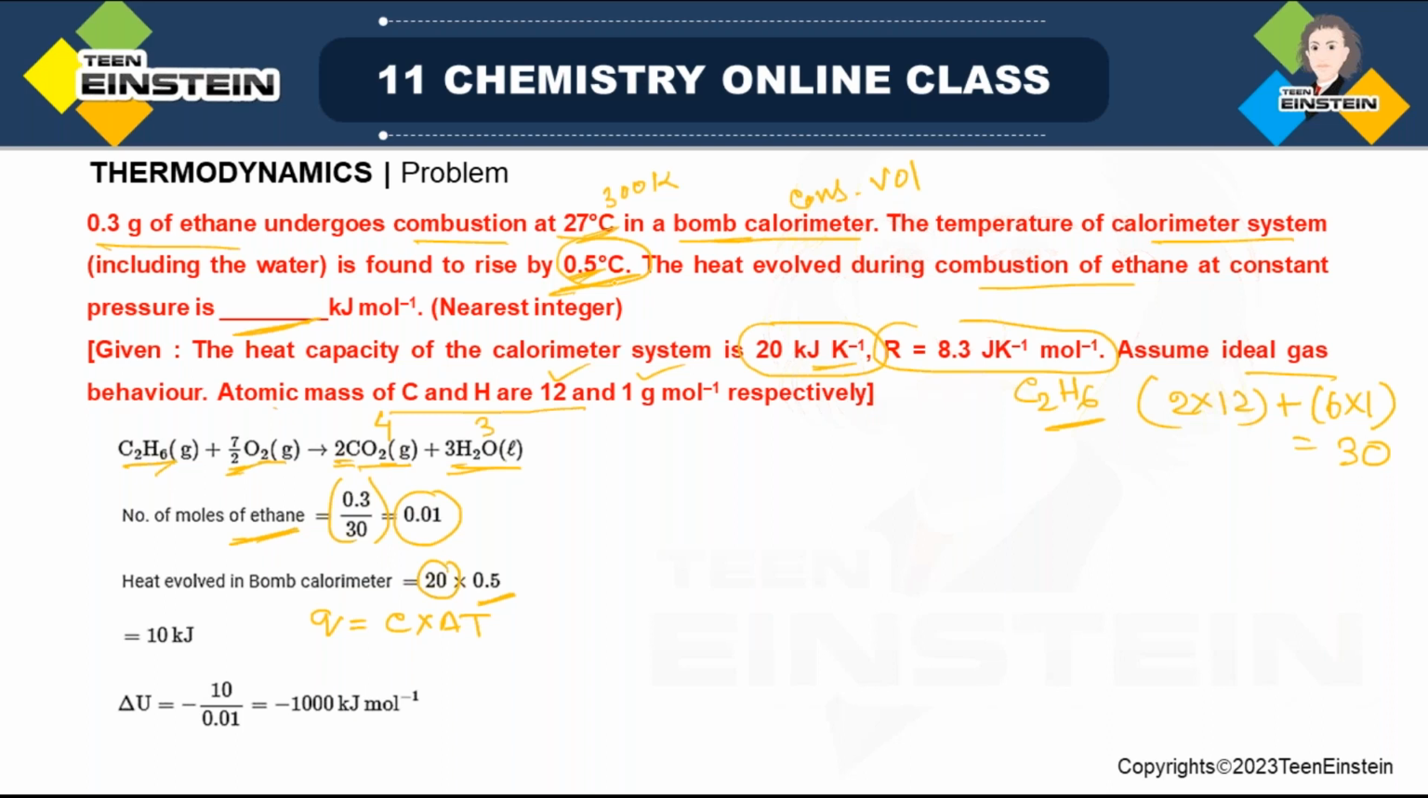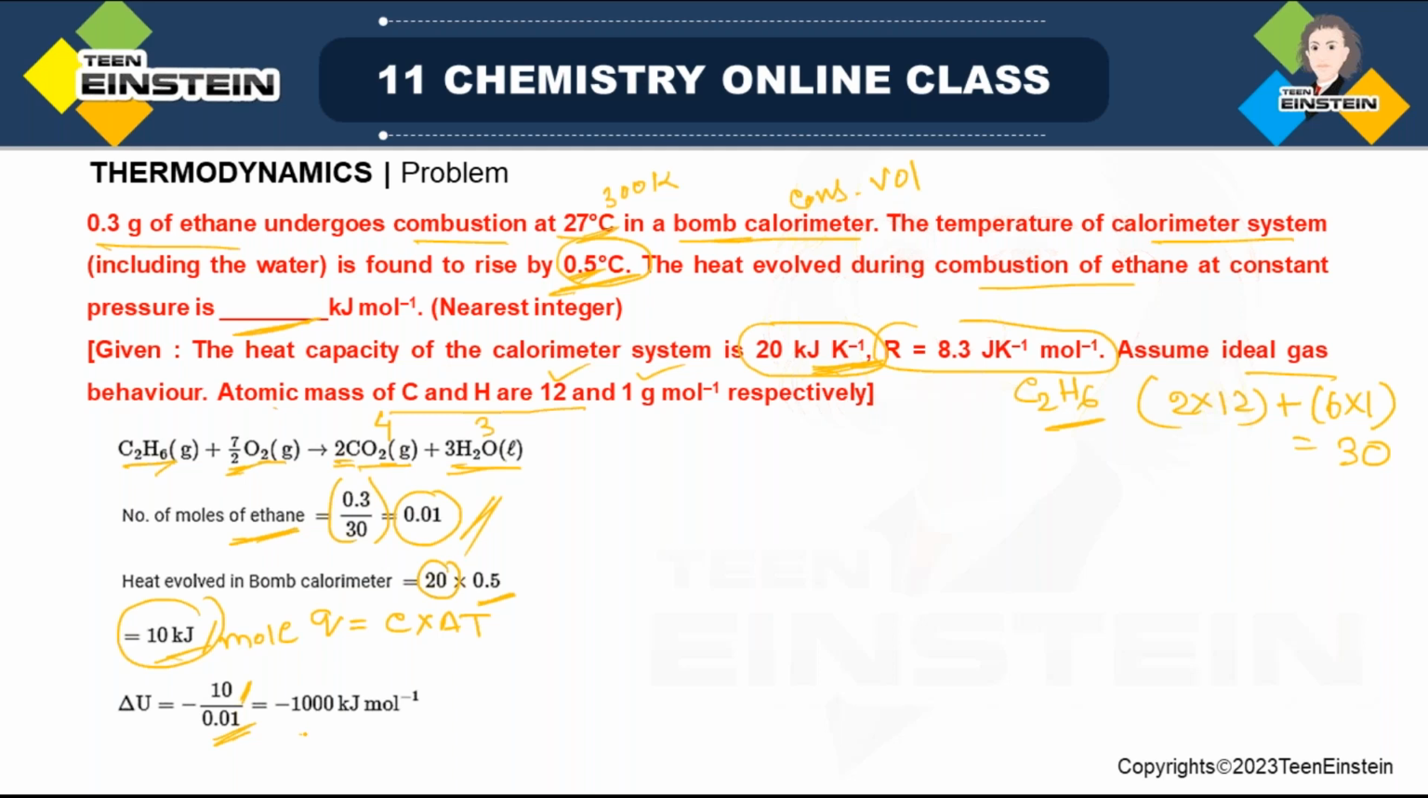So don't try to convert it to Kelvin. Fine. So it is 20 into 0.5, it is 10 kilojoule. But 10 kilojoule is only for 1 mole, because it is 20 kilojoule per mole. So whatever value you are getting, that is for 1 mole. But in your case, it is not 0.1 mole, it is 0.01 mole. So you will divide this 10 by 0.01. So del U is actually minus 1000 per mole.